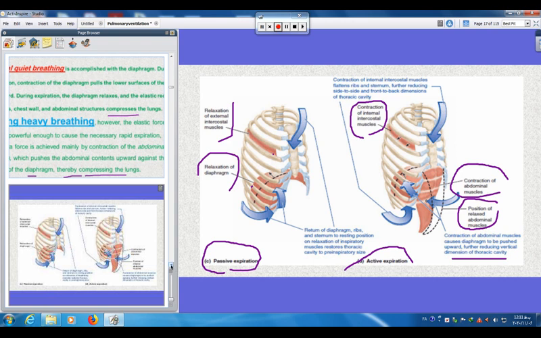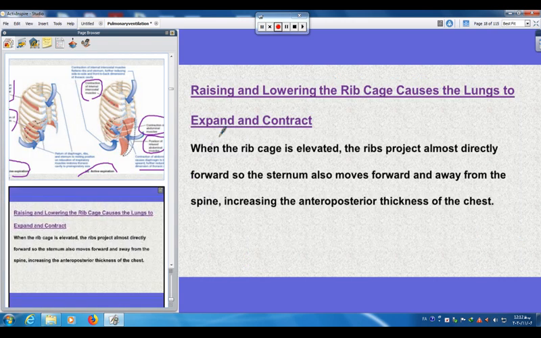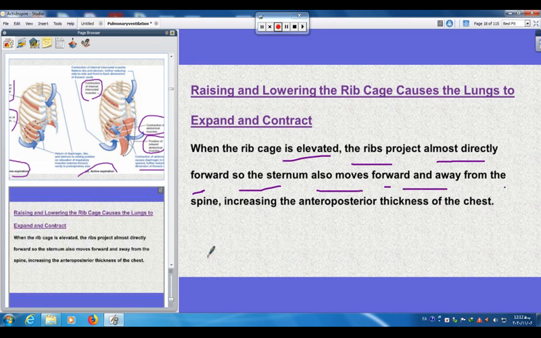You can see, okay? Rising and lowering of the rib cage causes the lungs to expand and contract. When the rib cage is elevated, the ribs project almost directly forward, as we mentioned before, so the sternum also moves forward and away from the spine, increasing the anterior-posterior thickness of the chest.